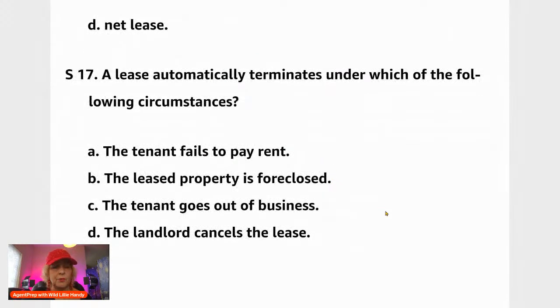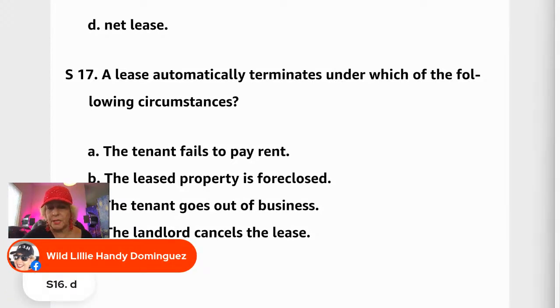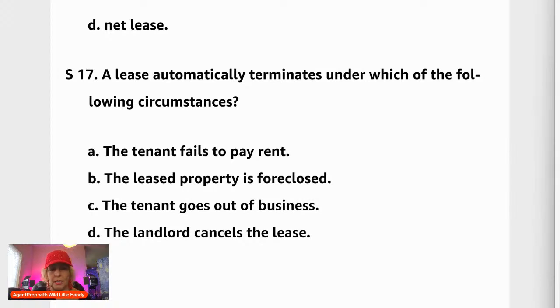Let's see if we see number 17. Okay, there you go. Number 17. Okay, so 16 was D. A lease automatically terminates under which of the following circumstances? A, the tenant fails to pay rent. B, the lease property is foreclosed. C, the tenant goes out of business. Or D, the landlord cancels the lease.